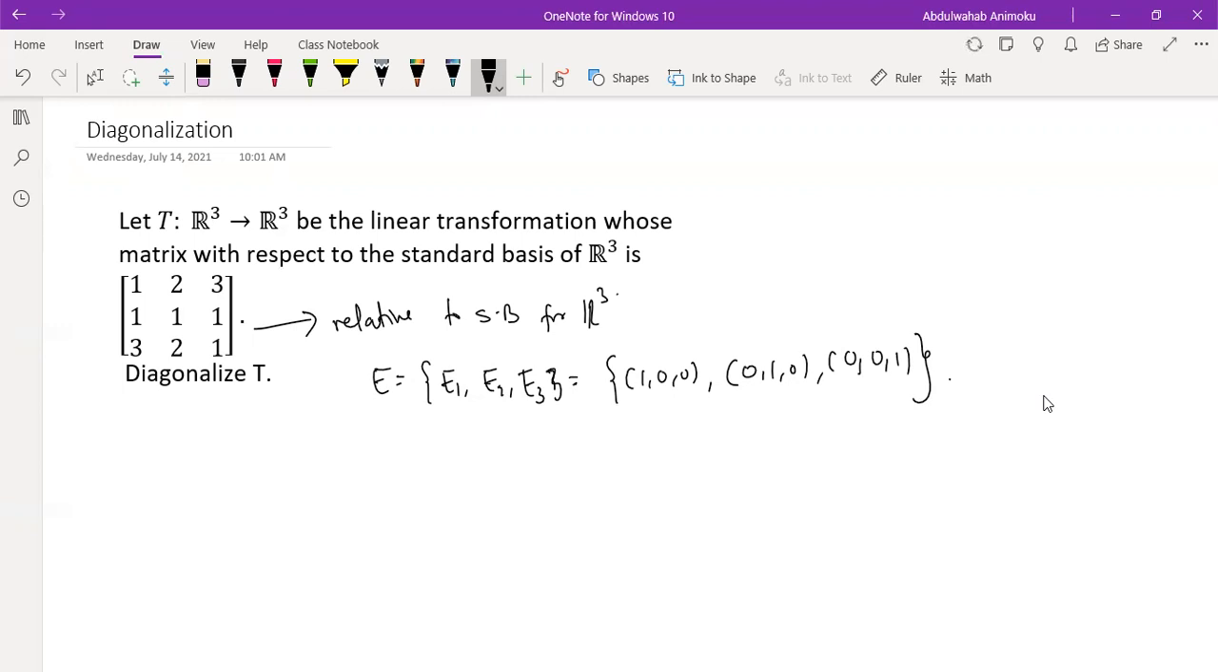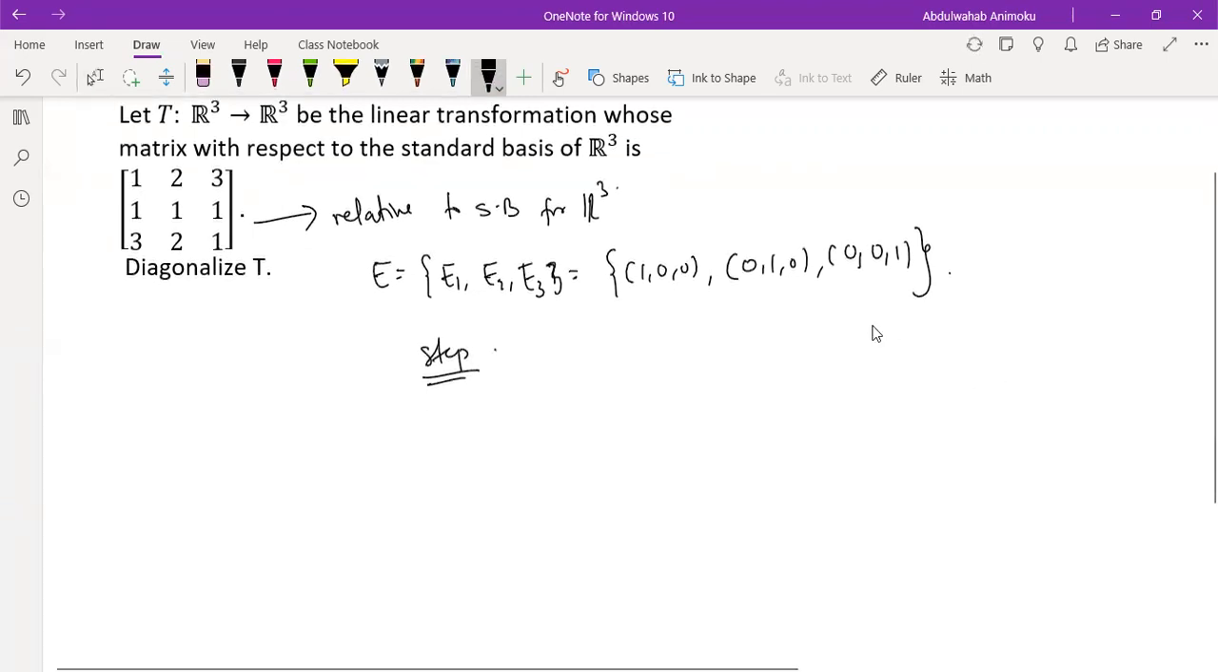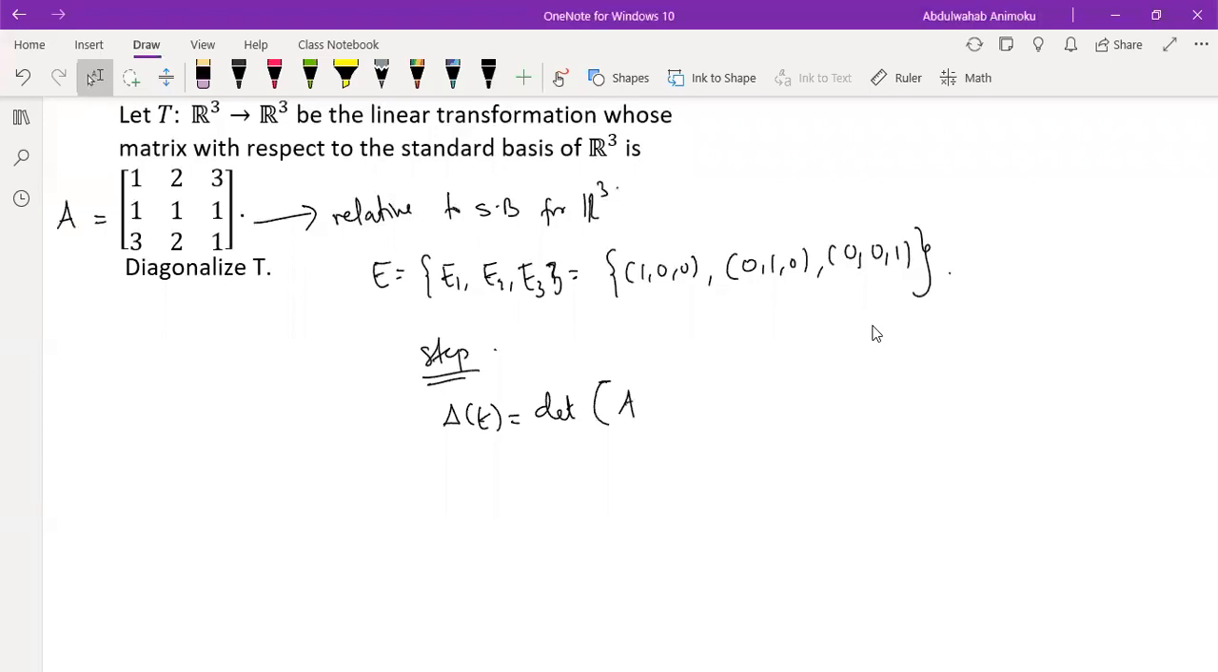Now let's look at the process of how to diagonalize a matrix. The first step is to find what we call the characteristic polynomial. And this is basically the determinant of A minus tI, where A is the matrix of transformation and I is the identity matrix, depending on the dimension of A. In this case, the dimension of A is 3, because it's a 3 by 3 matrix. So this identity matrix will also be a 3 by 3 identity matrix.